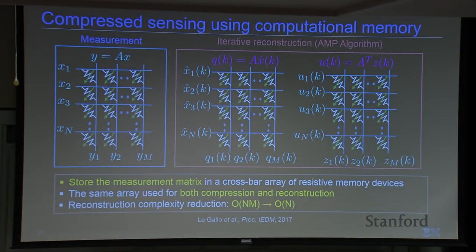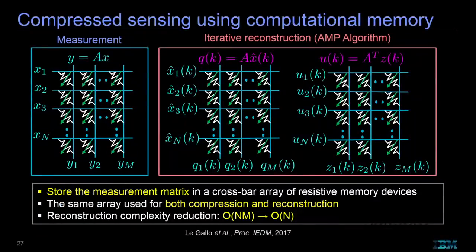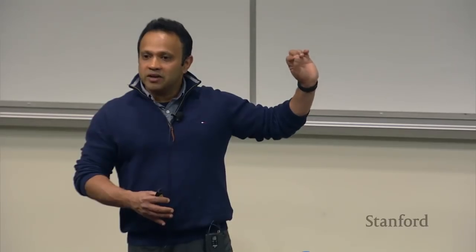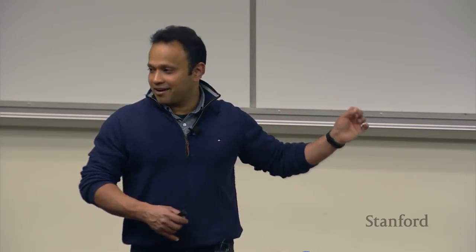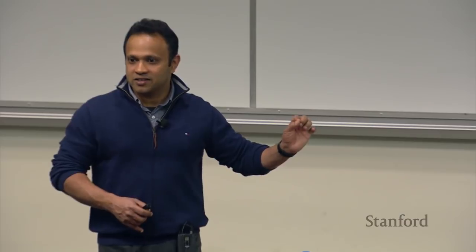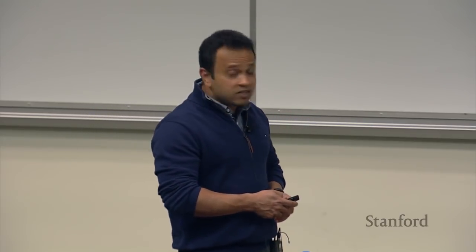And for both of them, we can use the same array, right? That means we have a single measurement matrix, which is m by n dimensional, and we use the same array to perform the compression as well as reconstruction. That's the beauty of the whole thing. If you work out the math, you see that in this way, overall, for the reconstruction, we can reduce the complexity from order nm to order n. So that's a significant reduction in the complexity. So does it work? Yes, it does.